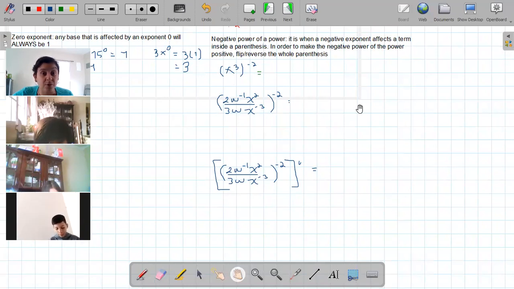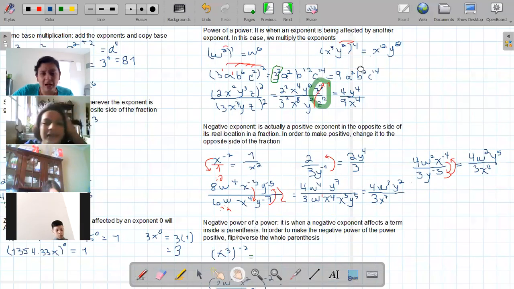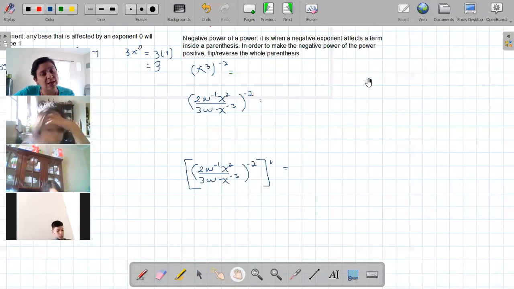So in order for us to flip or reverse, it means that there should be a fraction, right? A negative power of a power is when the power of the power is negative, so the number outside the parenthesis is negative. Like in this case, we have x cubed, and that is being affected to the negative 2. So we have two options for solving it: doing the power of the power first and multiplying, just like we did before, multiplying the number outside times the exponents on the inside, and then if it's negative, we make it positive.